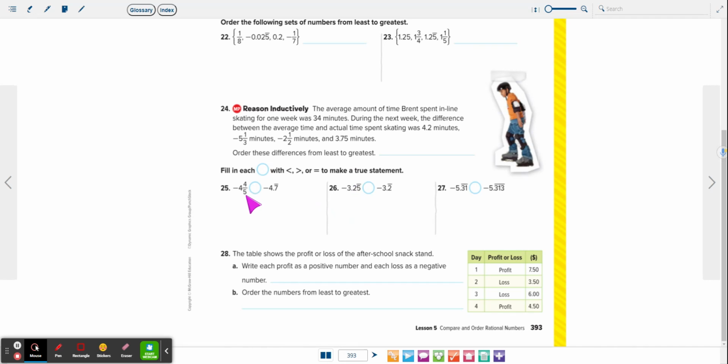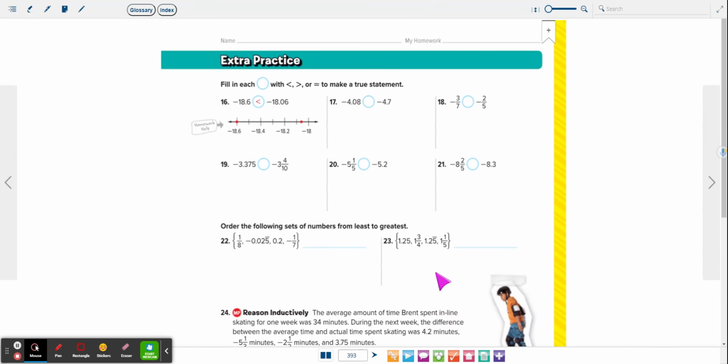Okay. And then here again, we're going to make it either less than, greater than, or equal to for those. And then 28, you're using this table right here. It shows the profit or loss of the after school snack stand. So write each profit as a positive number and each loss as a negative number. Okay, so all the losses you're going to put negatives in front of. Okay, and then order them from least to greatest. Okay, all right, and that's your homework.